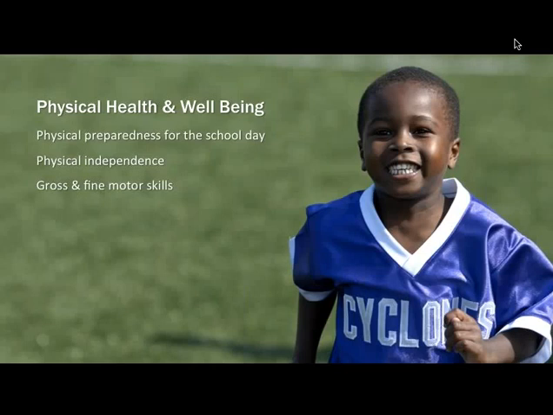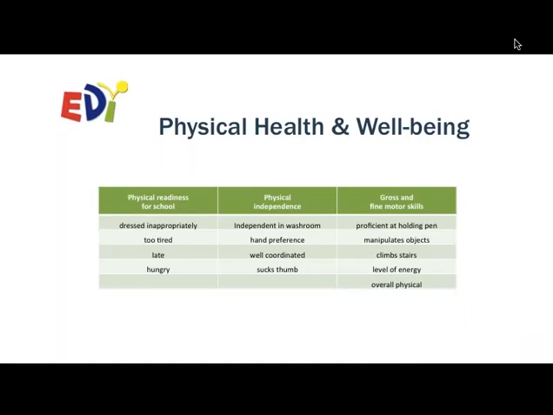Okay. So we're going to look at the actual scores here across all the subscales. I want you to be a little more familiar with what goes into each of them and why it's important to have subscales. So in physical health and well-being, we have 3 subscales: physical preparedness for the school day, physical independence, and gross and fine motor skills. And these are a little kind of shorthand of the items that go into each of those 3 subscales for physical health and well-being.